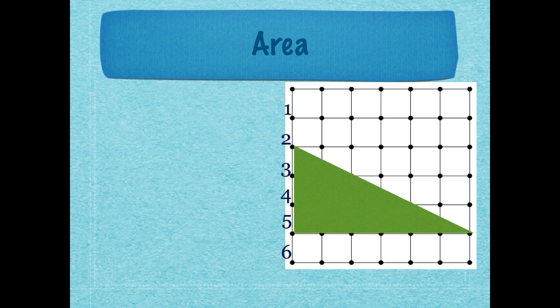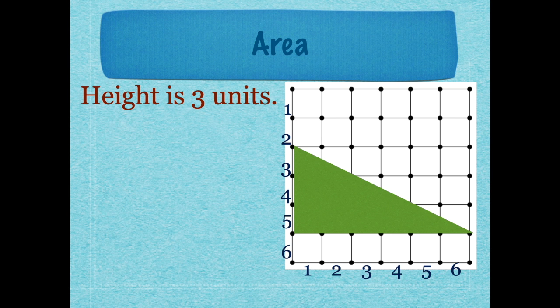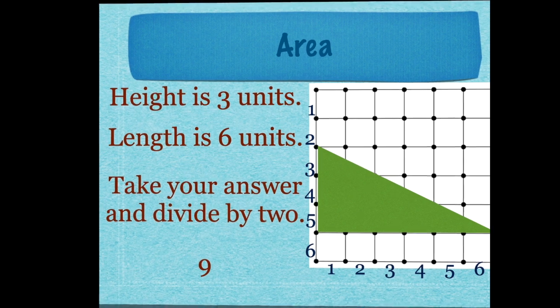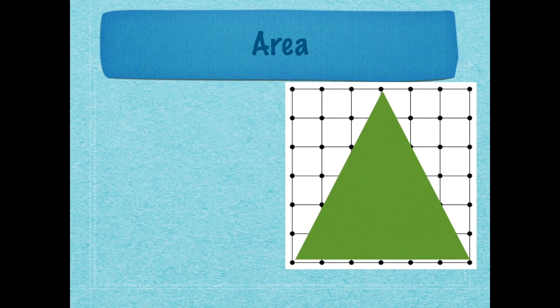Uh-oh, something's wrong with my numbers. What is the height from here? It's still 3 units long. What is the height? What is the length? Okay, so now I do 6 times 3 divided by 2. So 6 times 3 divided by 2 is 9. And this is not a right triangle. The others that I was showing you were right triangles. This is a different kind of triangle, but the formula still works.